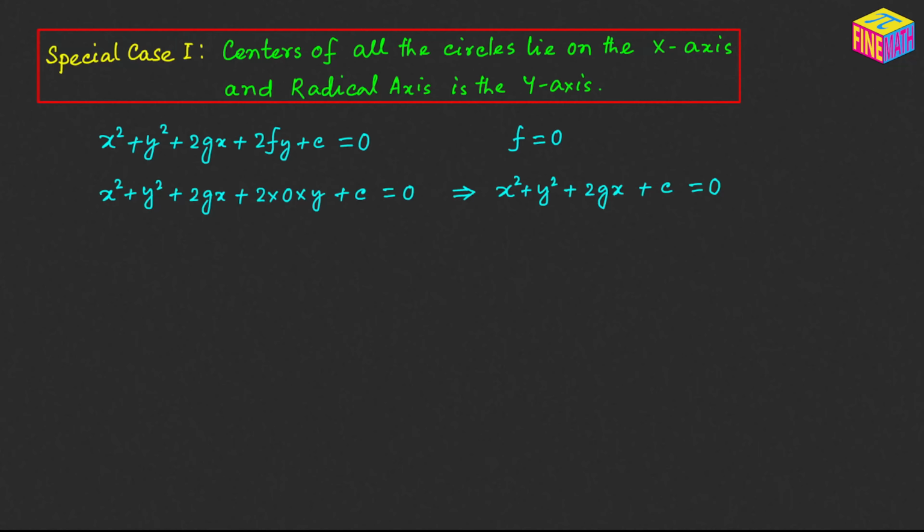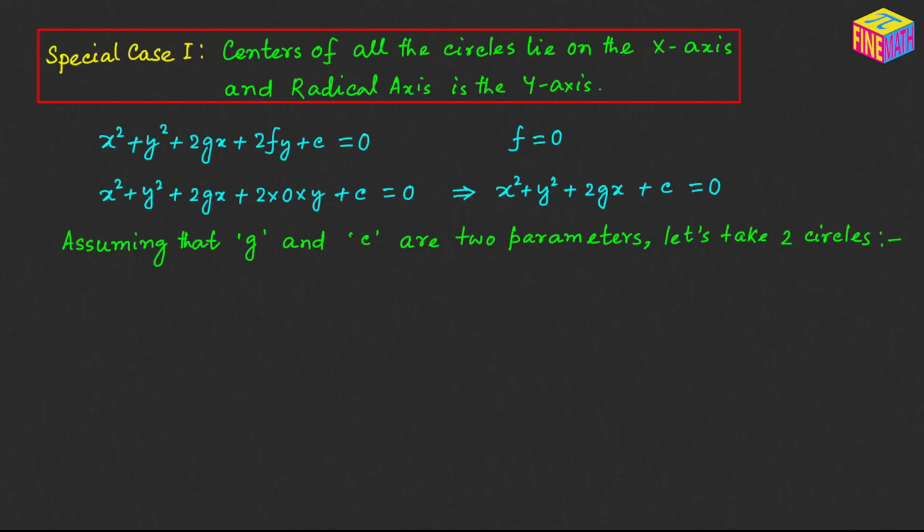Looks like there is a g and a c. Are both of them parameters in this equation? Well, let's try to find that out, whether we have one parameter or two parameters. If we assume that we have two parameters here, g and c, then let's take two circles using this general equation. Suppose we have taken two circles like this.